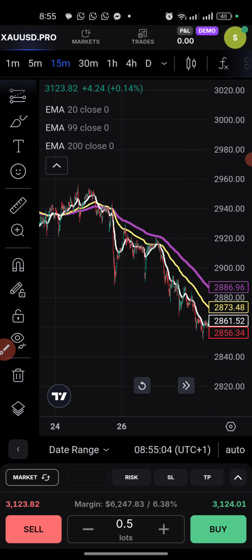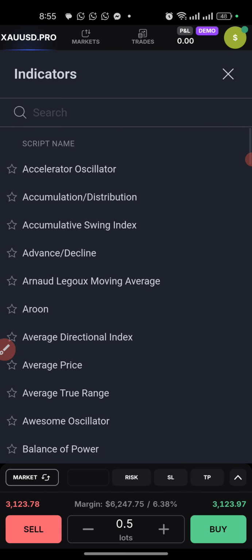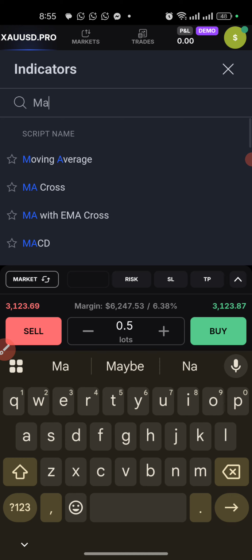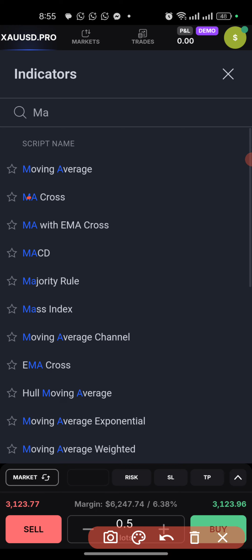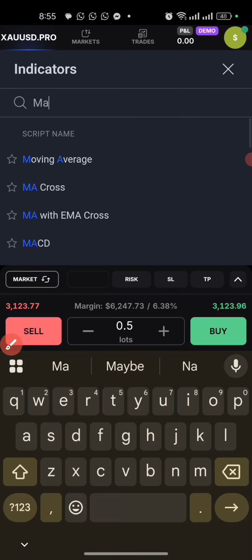Okay, but we want to talk about the star strategy and how to implement the star strategy. So it's not only these EMAs, we're also going to add the moving averages. What I use for the moving averages, we come back to indicators and I'll type MA. I'm interested in this cross, the MA cross, not MA with EMA, but the MA cross. So just tap on that once.